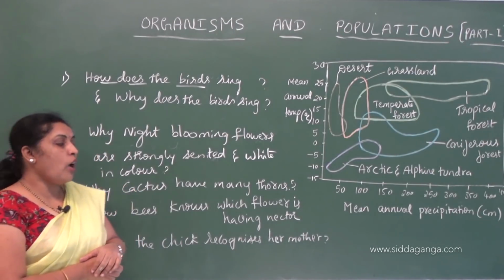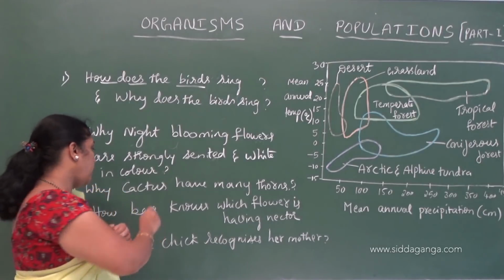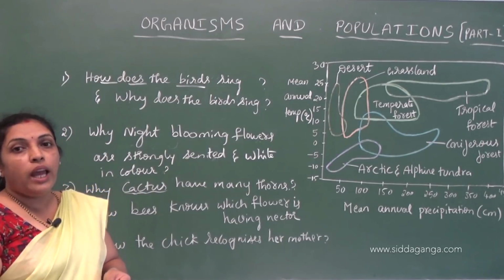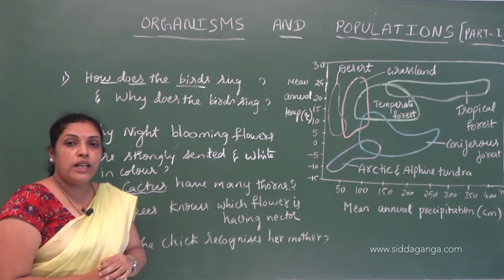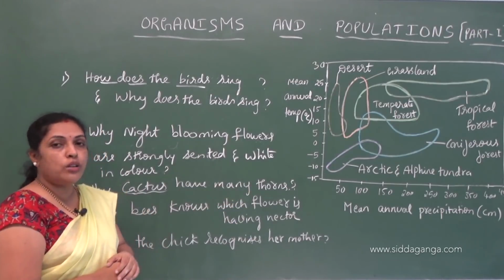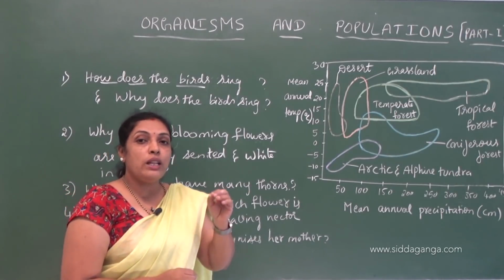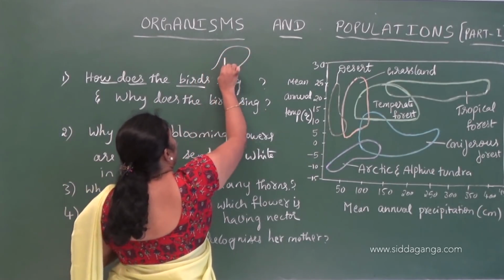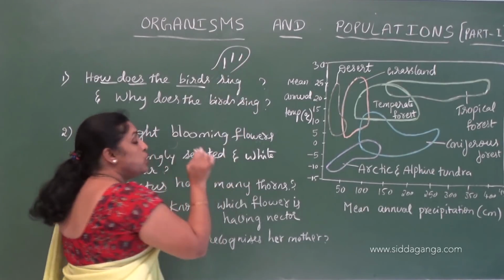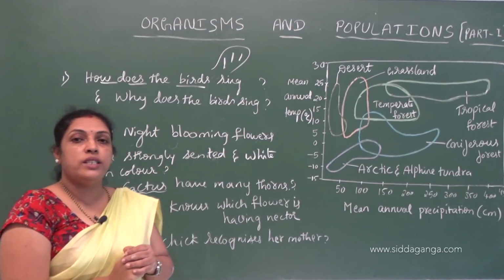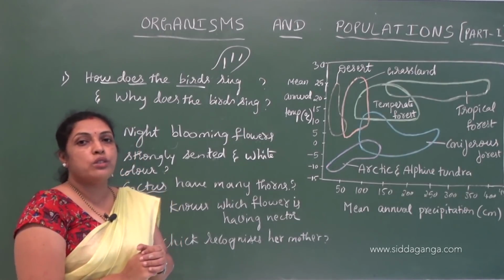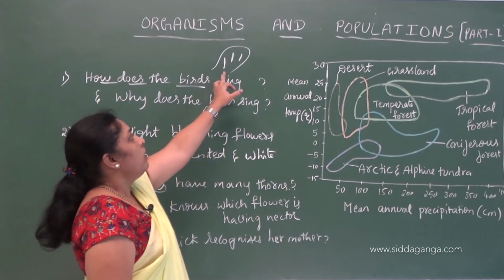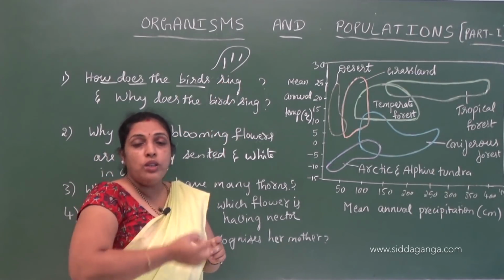Then why does the cactus have many thorns? We know that cactus is seen in areas where less water is present. So the leaves are modified into spines. They are not thorns, they are spines. So the leaves are modified into spines to reduce the surface area to prevent the loss of water. Understood? So in the cactus we see leaves are modified into spines.